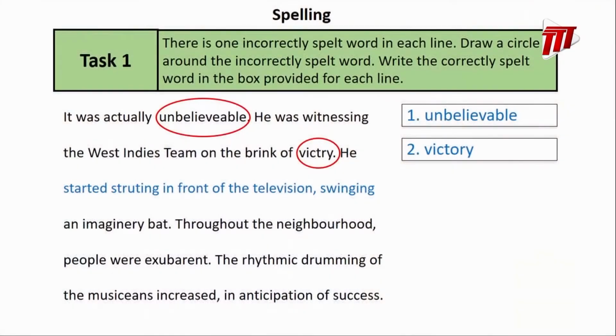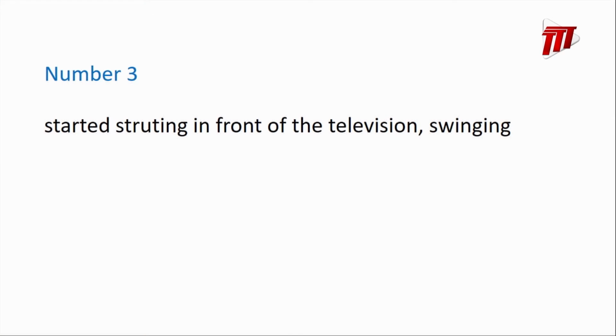So we're doing very well. Let's go to the next line. Started strutting in front of the television, swinging. Sometimes you can distinguish the incorrectly spelled word right away. And in some cases, you don't. Remember what we said to do. Look through each word and use the process of elimination. Started strutting in front of the television, swinging.